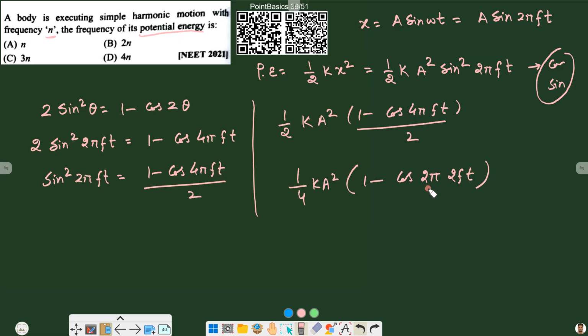Why did we write this in this way? Because here we had 2 pi multiplied by frequency multiplied by time, and here we can say 2 pi multiplied by the new frequency f dash into time. So the frequency of potential energy, f dash, is equal to twice the original frequency of displacement. If displacement has frequency f, then potential energy has frequency 2f, and here frequency is denoted using n. So the frequency of potential energy will be 2n. Moving to next question.